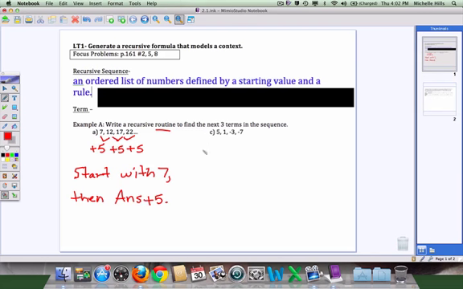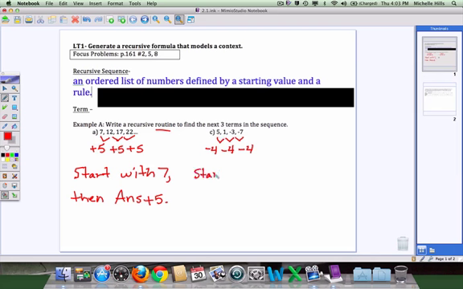Now the second one is C. I'm looking to find the pattern from 5 to 1, 1 to -3, and -3 to -7. And I'm noticing in this case I'm subtracting 4 each time, or I could also say I'm adding -4. So I'm starting with 5 in this case.